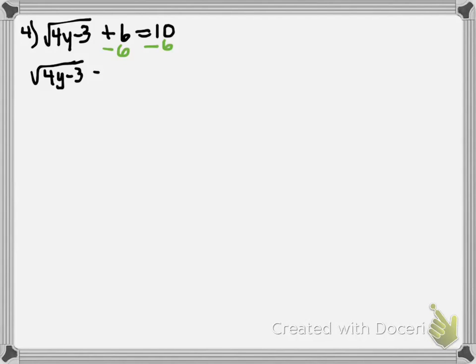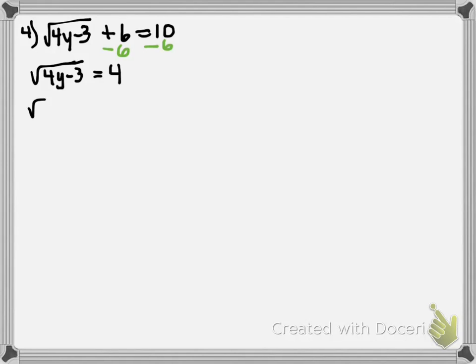Number 4. We have the square root of 4y minus 3, and then outside of that, plus 6 equals 10. So just like the last couple problems, the radical wasn't isolated, so we're going to do opposite operations to do that. We're going to subtract 6 from both sides. We get the square root of 4y minus 3 equals 4.